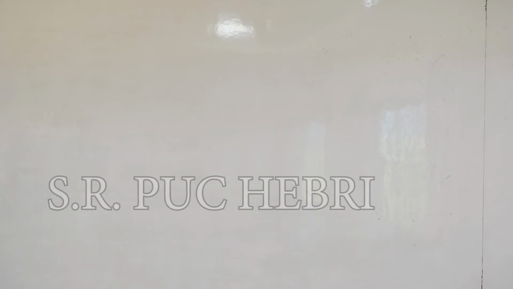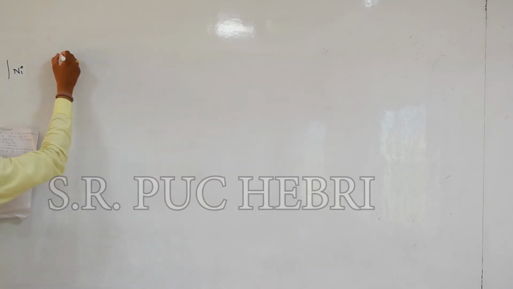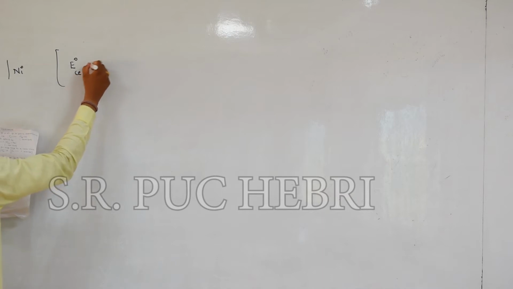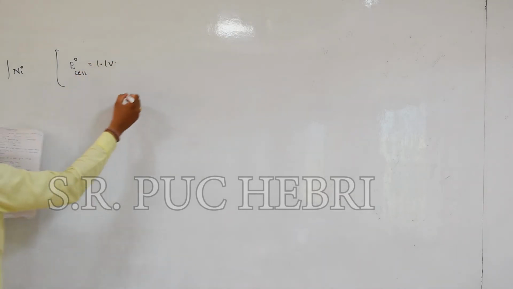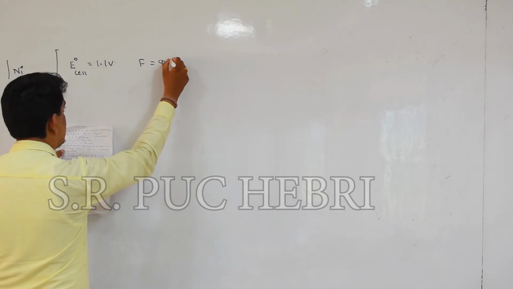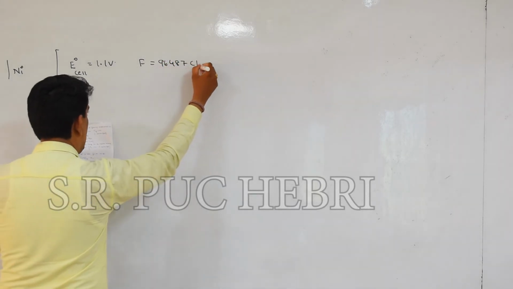The concentration of the zinc ion in solution is given 1 molar. We have nickel ion whose concentration is 1 molar. Then we have nickel. It's clearly given E naught of the cell 1.1 volt. We have Faraday's constant, the value is mentioned, 96,487 coulombs per mole.